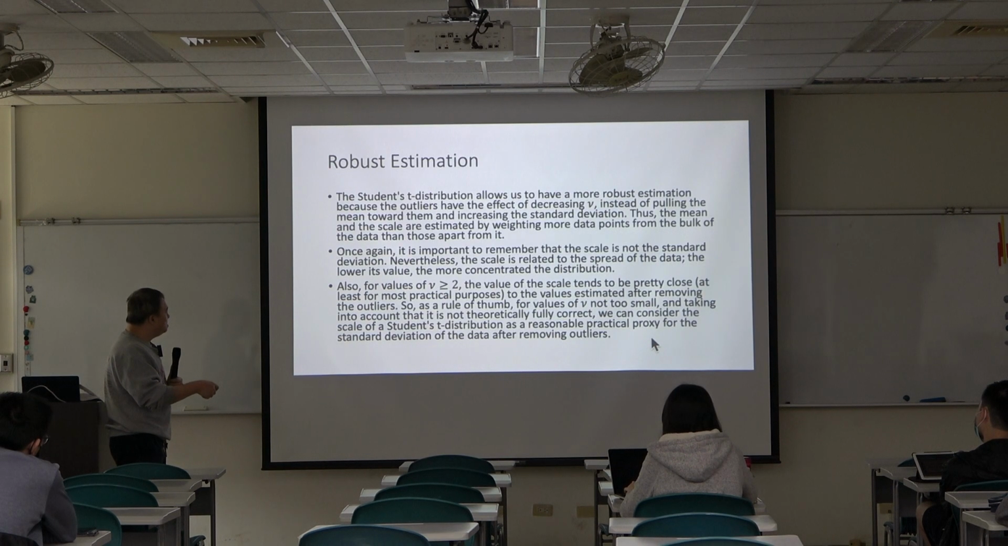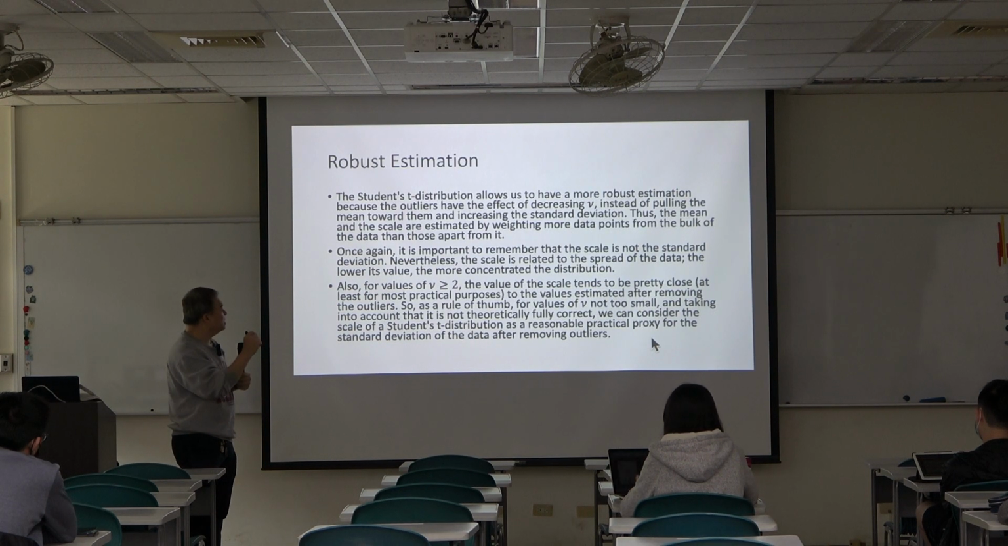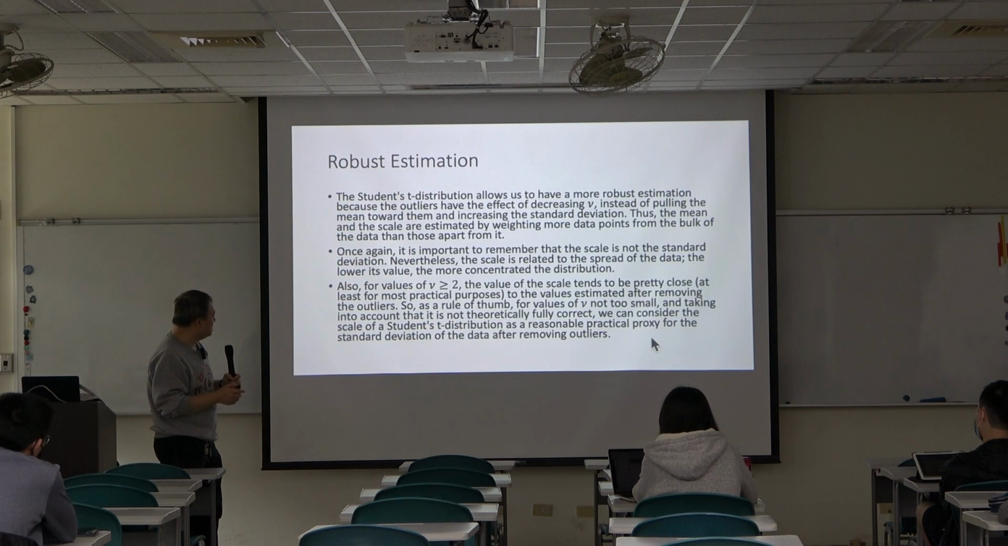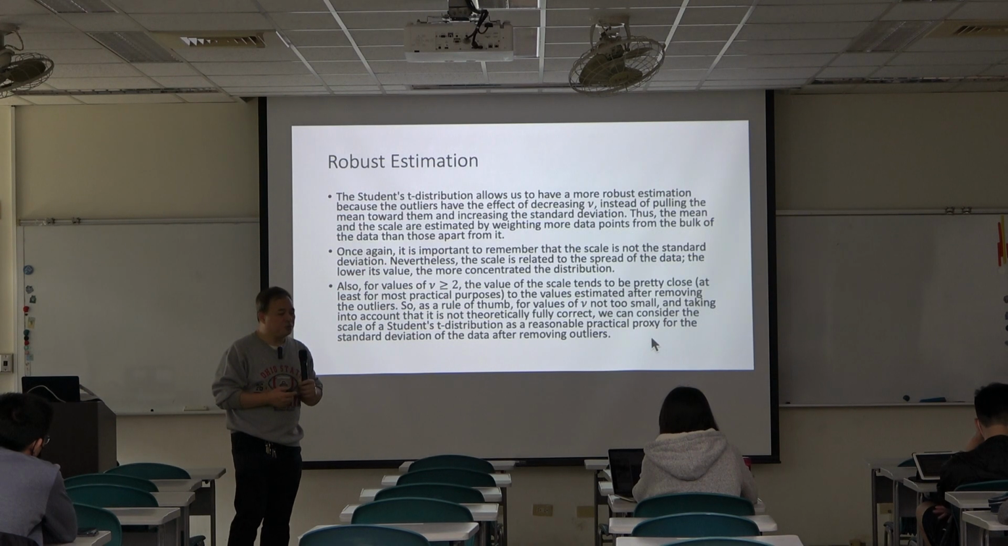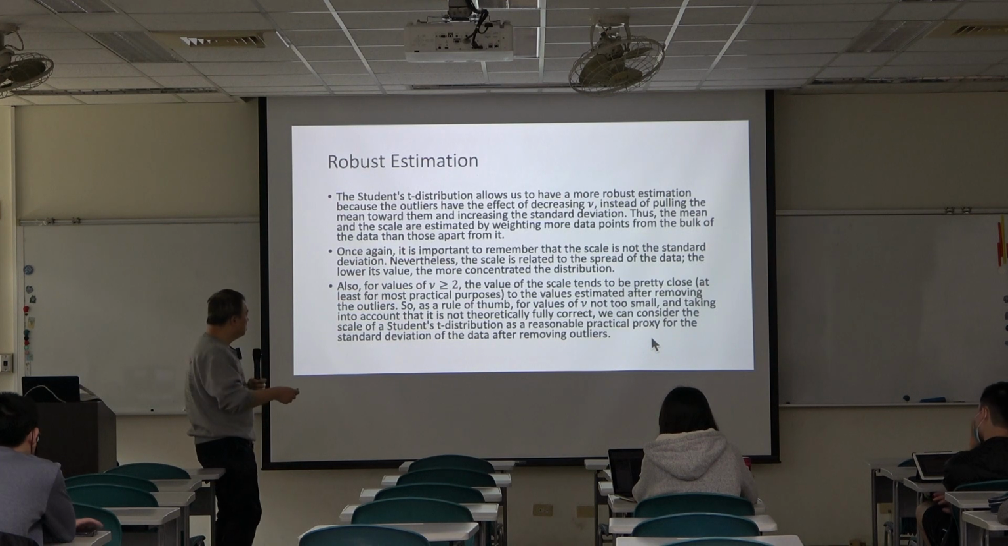For the value of v greater or equal to 2, the value of the scale tends to be pretty close to the value estimated after removing the outlier. So even if you remove the outlier, the scale tends to be very close. So you can see that the student t distribution is able to handle the outlier, much more robust than the previous model.